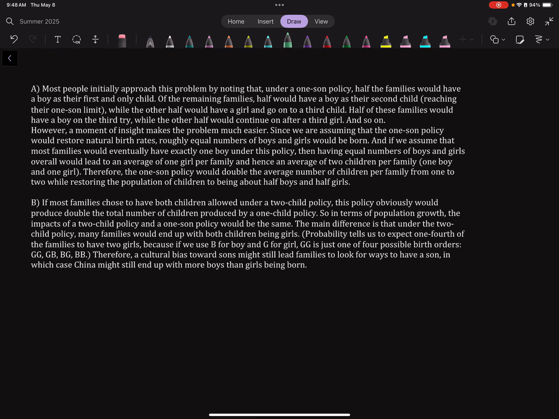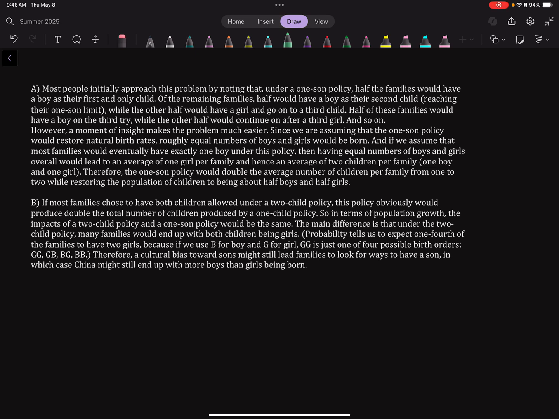If most families choose to have both children allowed under the two child policy, this policy obviously would produce double the total number of children produced by a one child policy. So, in terms of population growth, the impact of the two child policy and the one son policy would be the same.